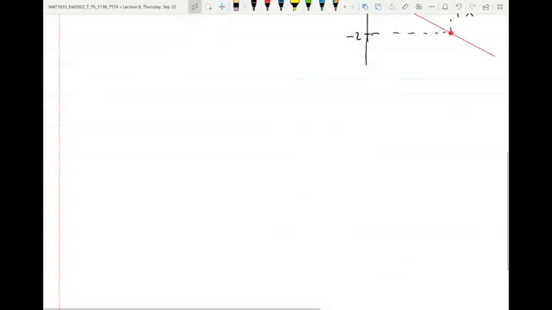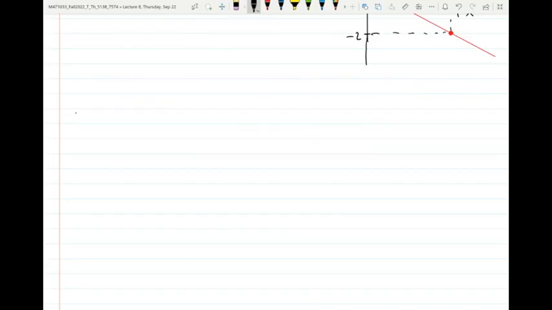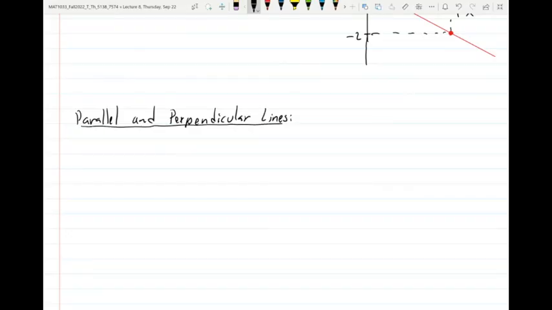So let me write this down. This discussion is about parallel and perpendicular lines. I'm going to get to perpendicular in a second.